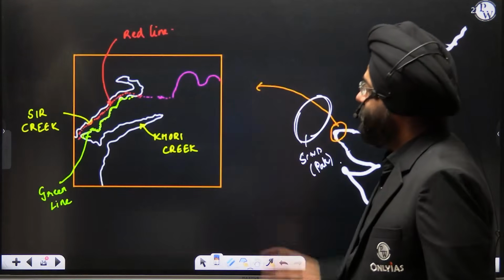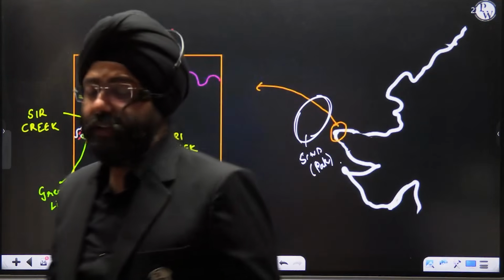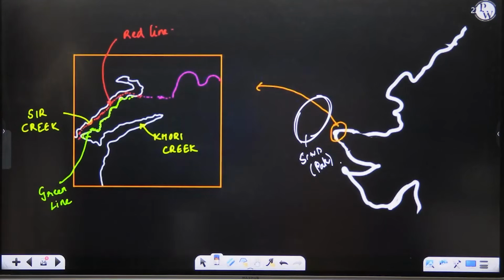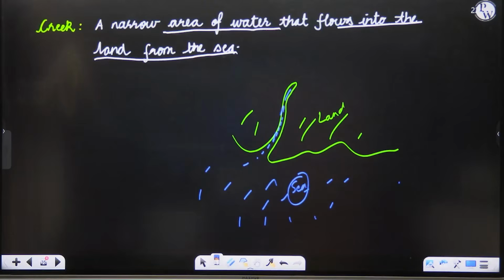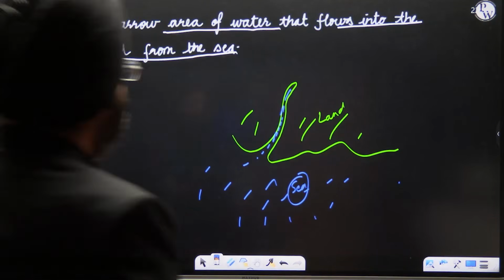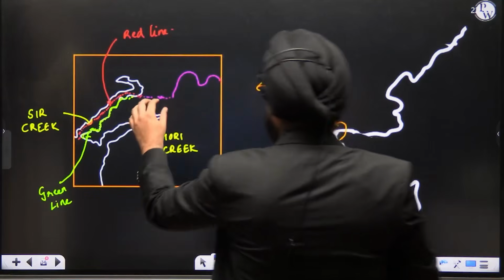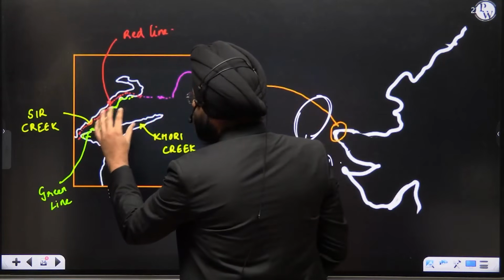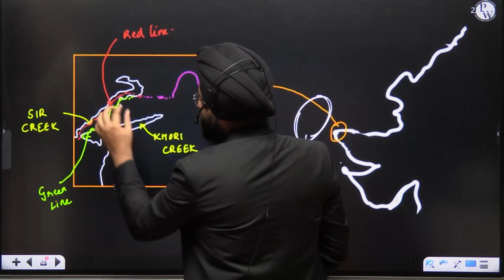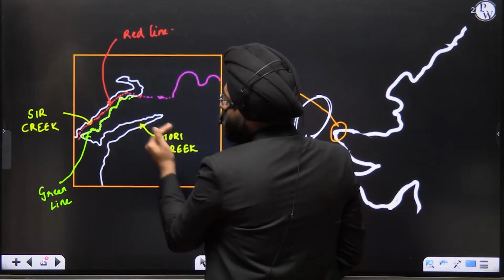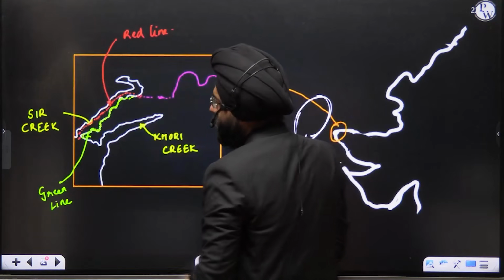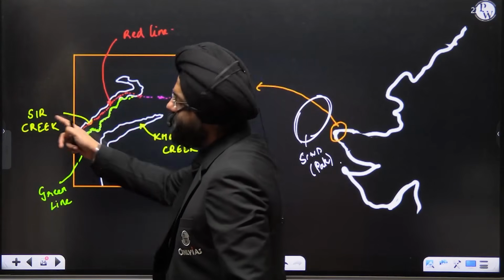So the dispute that arises over here in Kori Creek becomes very, very important. Let's analyze it. If we see here, there are two major creeks that we study with respect to Pakistan and India. This is Khori Creek, which is within the Indian jurisdiction, so there is no problem. There is another creek that is Sir Creek.